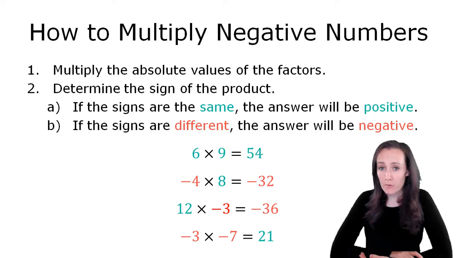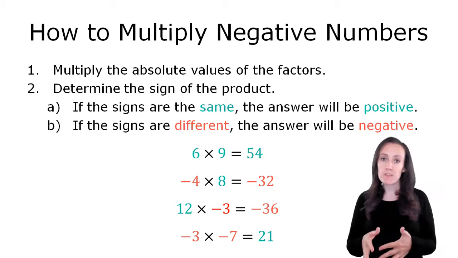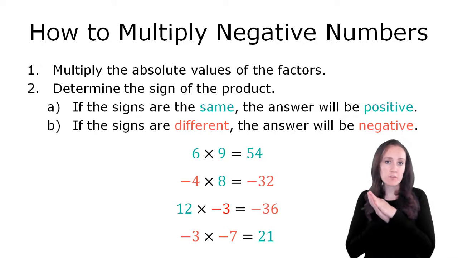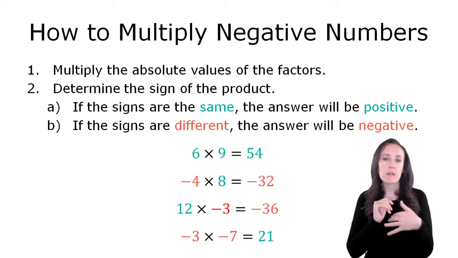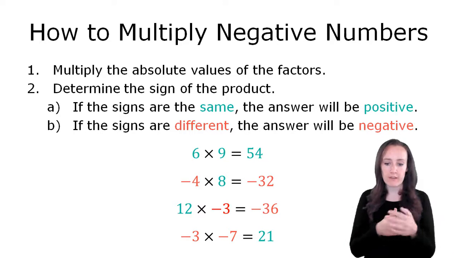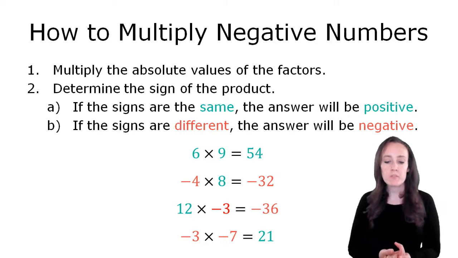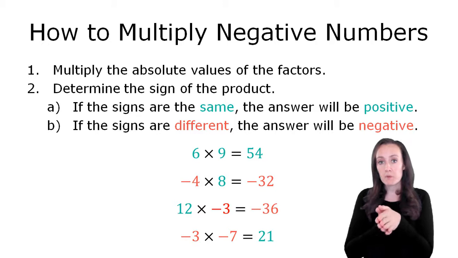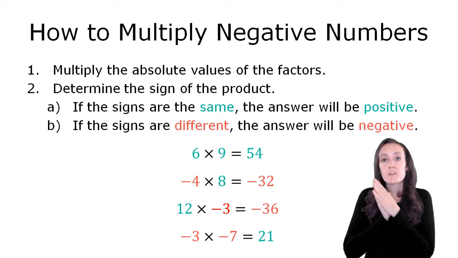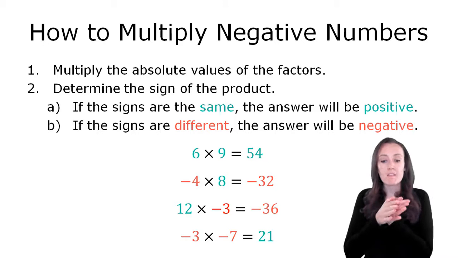Okay, so when you're multiplying negative numbers, the first thing you do is multiply the numbers together, kind of ignoring whether they're positive or negative. Technically, that's called multiplying the absolute values of the numbers. You multiply the two numbers together, and then you get your answer. The way you determine whether your answer should be positive or negative is based on whether the signs are the same or different for the two factors that you multiplied together.